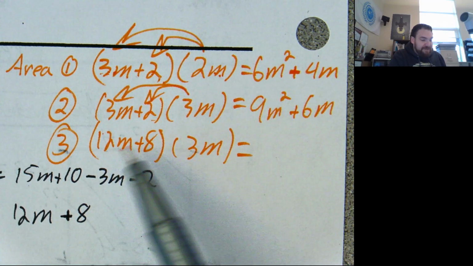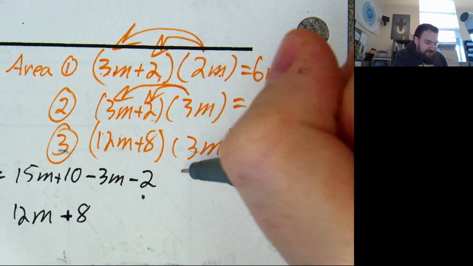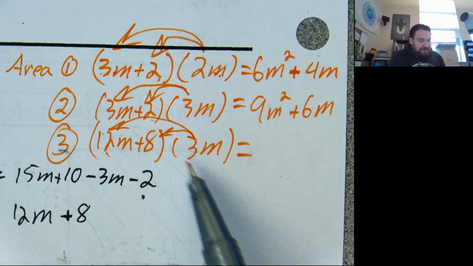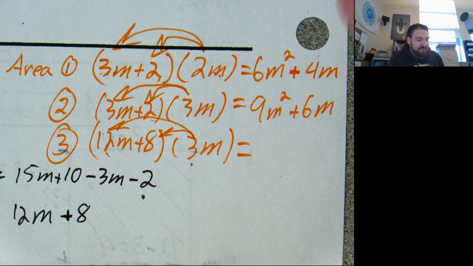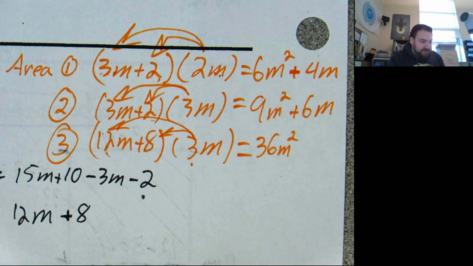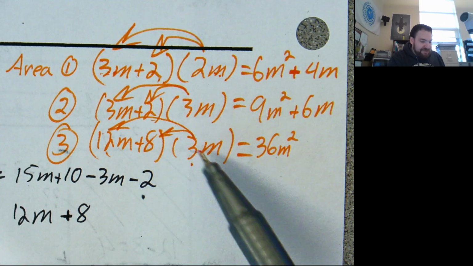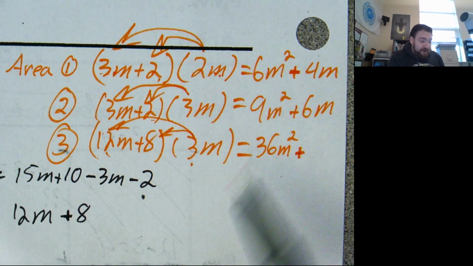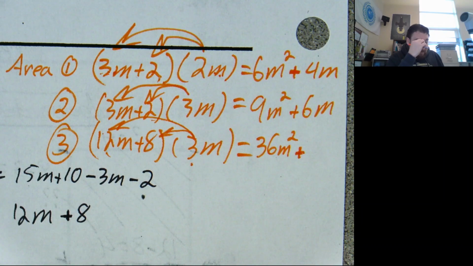Now I've got a 12m plus 8 times 3m. I'm going to distribute that guy onto both pieces. 12m times 3m is, you betcha, 36m squared. 8 times 3m is going to be positive because they're both positive, 24m.